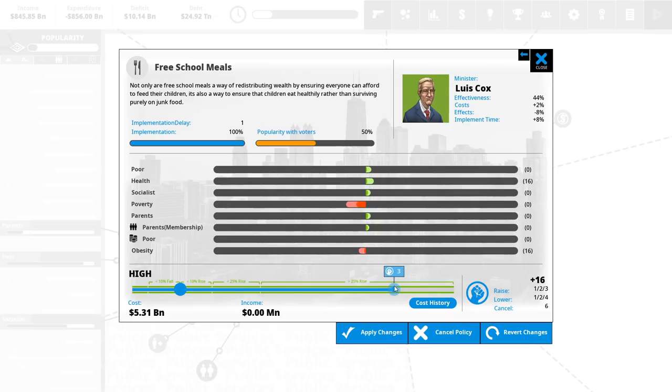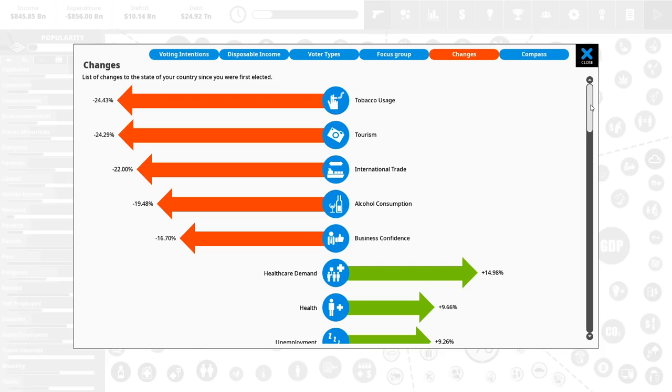Yep, health, the poor, poverty goes down. That's all positive, and okay, it's only an extra $2 billion. I think we should do it. Let's get some really nice, good school meals going on. That's never going to hurt. And they're healthier meals, so obesity is going to go down. Yeah, make it happen. Okay, check the changes tab here, see what's going on.